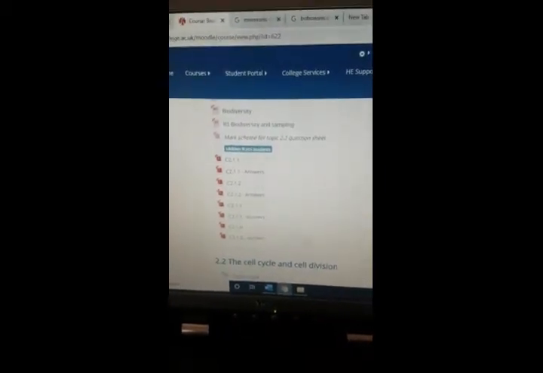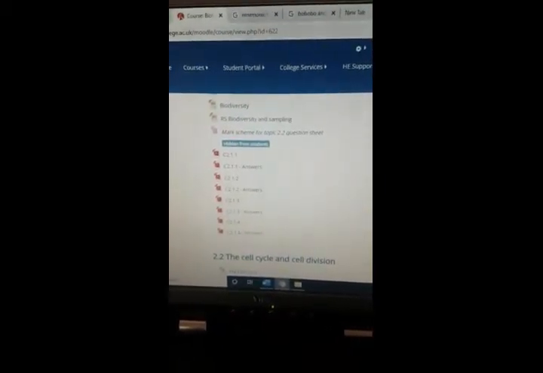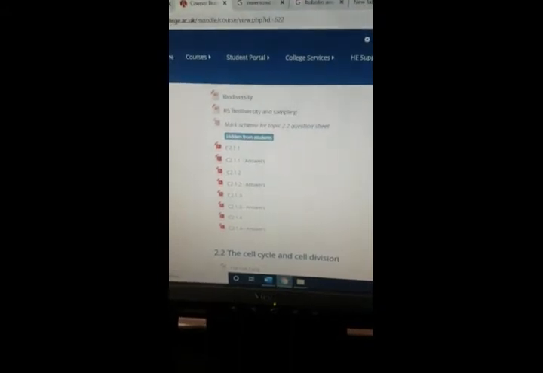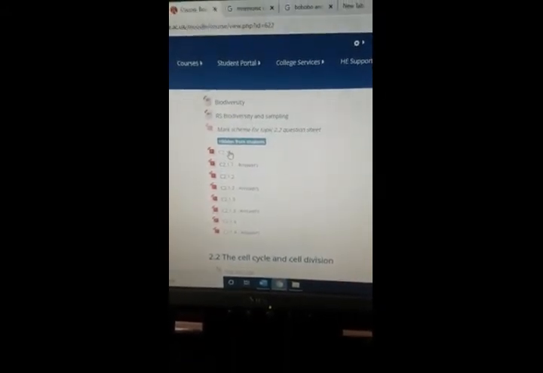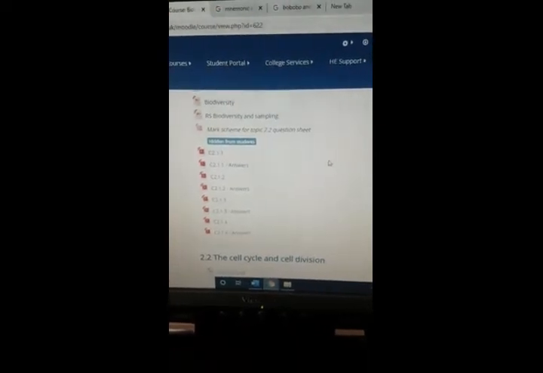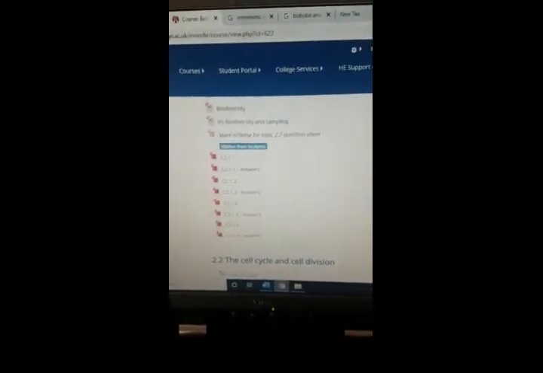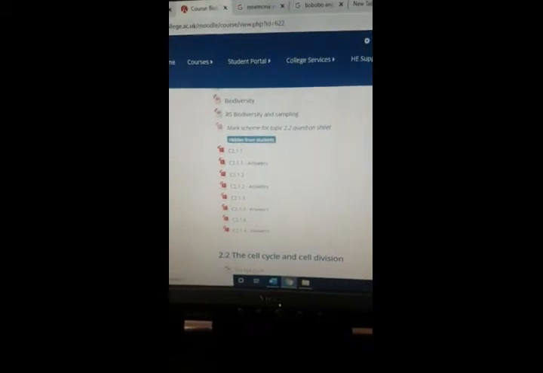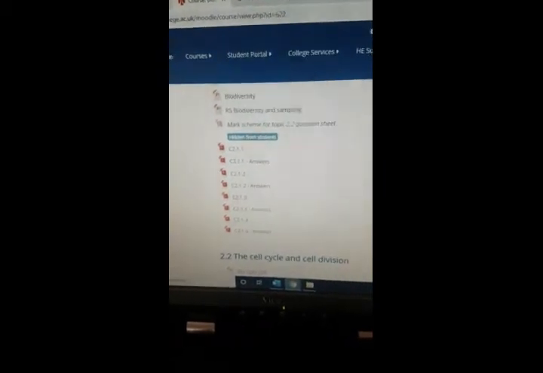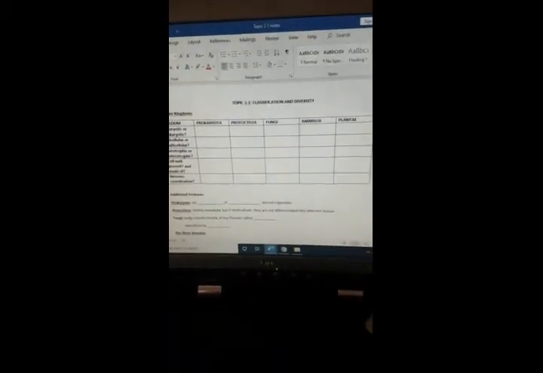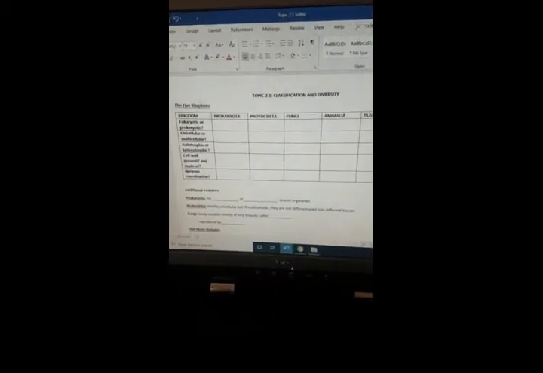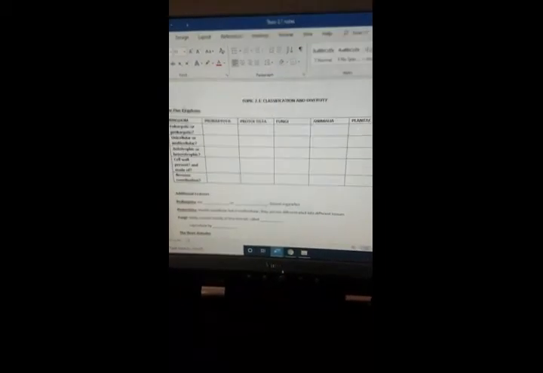Right, on to today's lesson. As I mentioned in the email, before you've even started watching this video, you should have already gone onto Moodle and downloaded sheet 2.1.1 and checked the answers to that. You've also printed off a copy of the 2.1 note sheets and then watched the 2 videos I sent you.